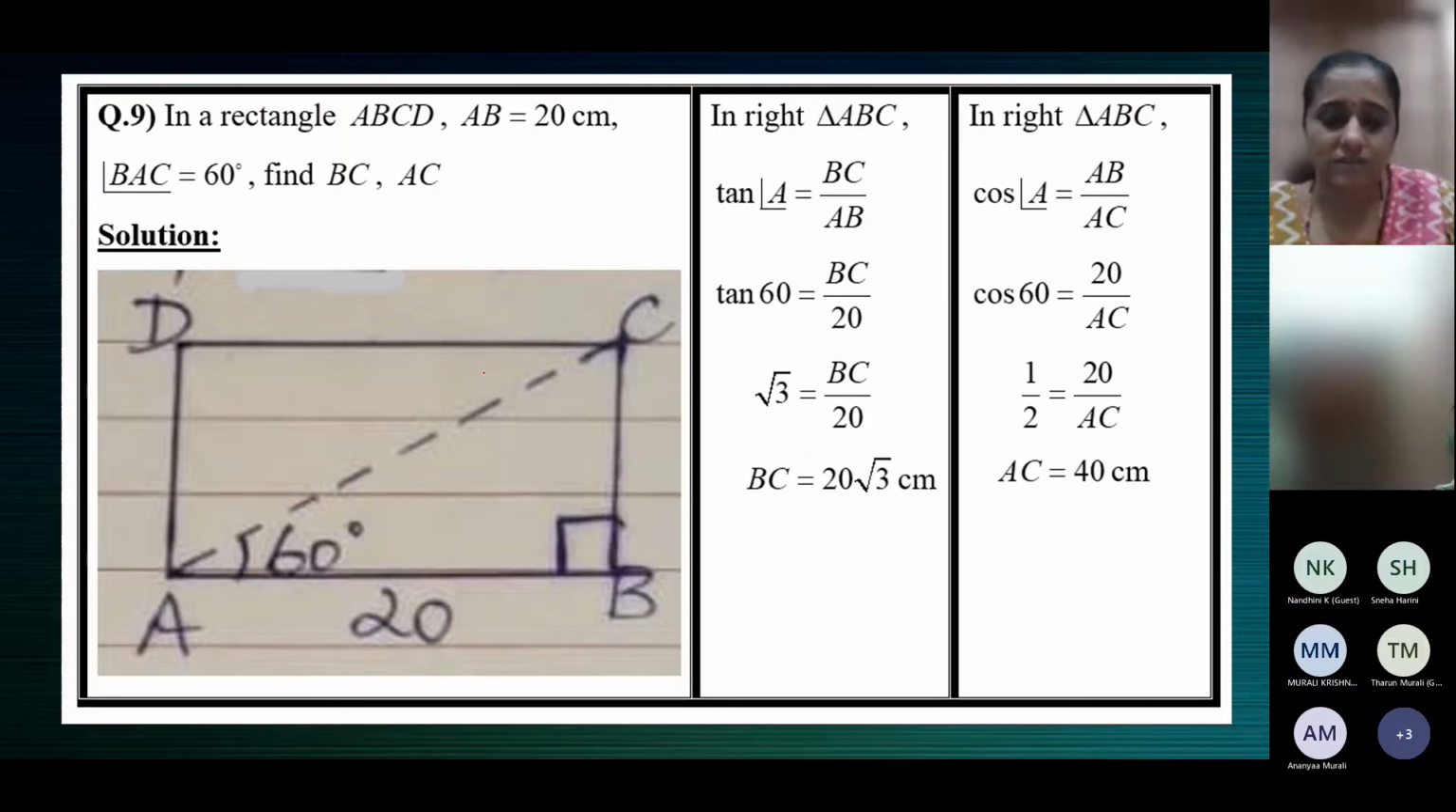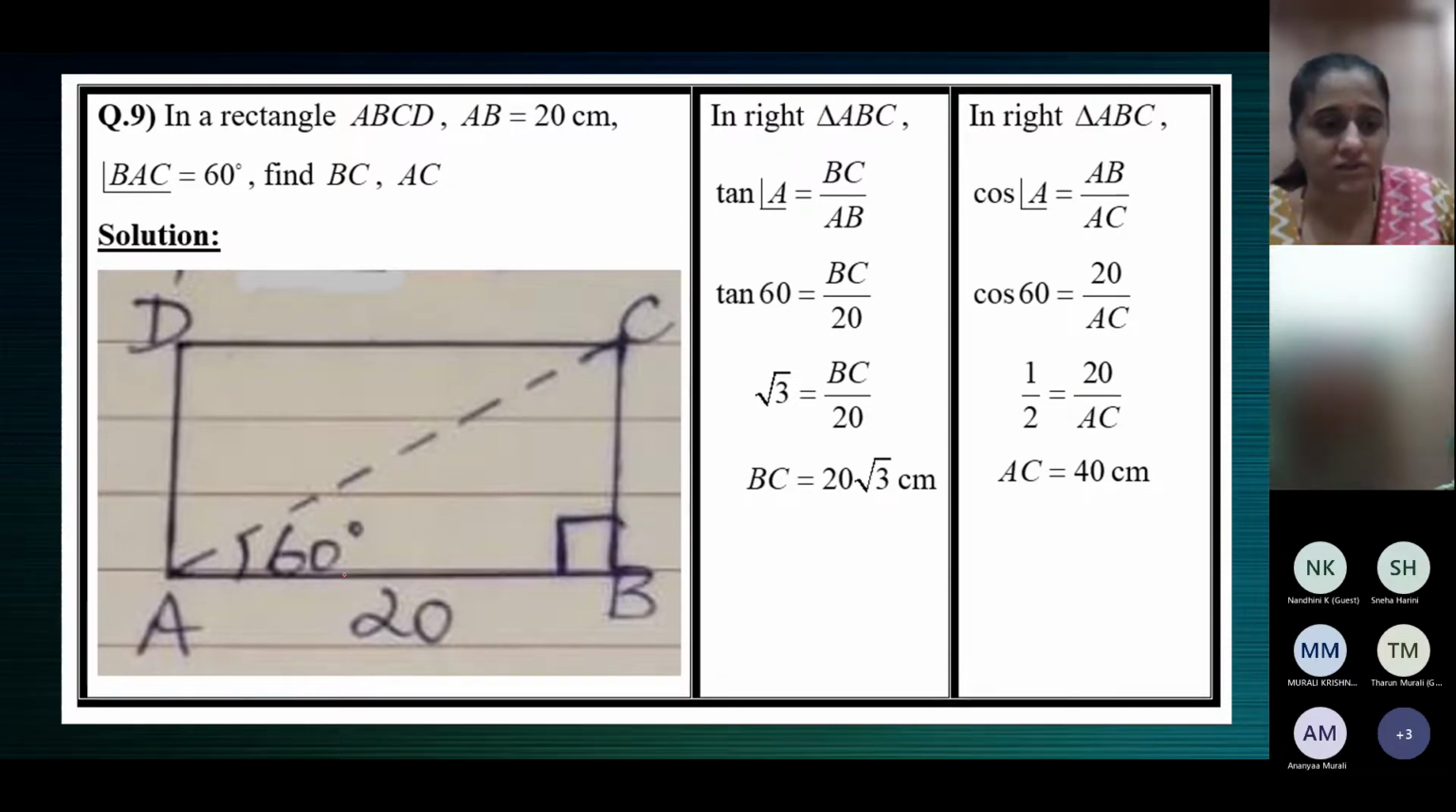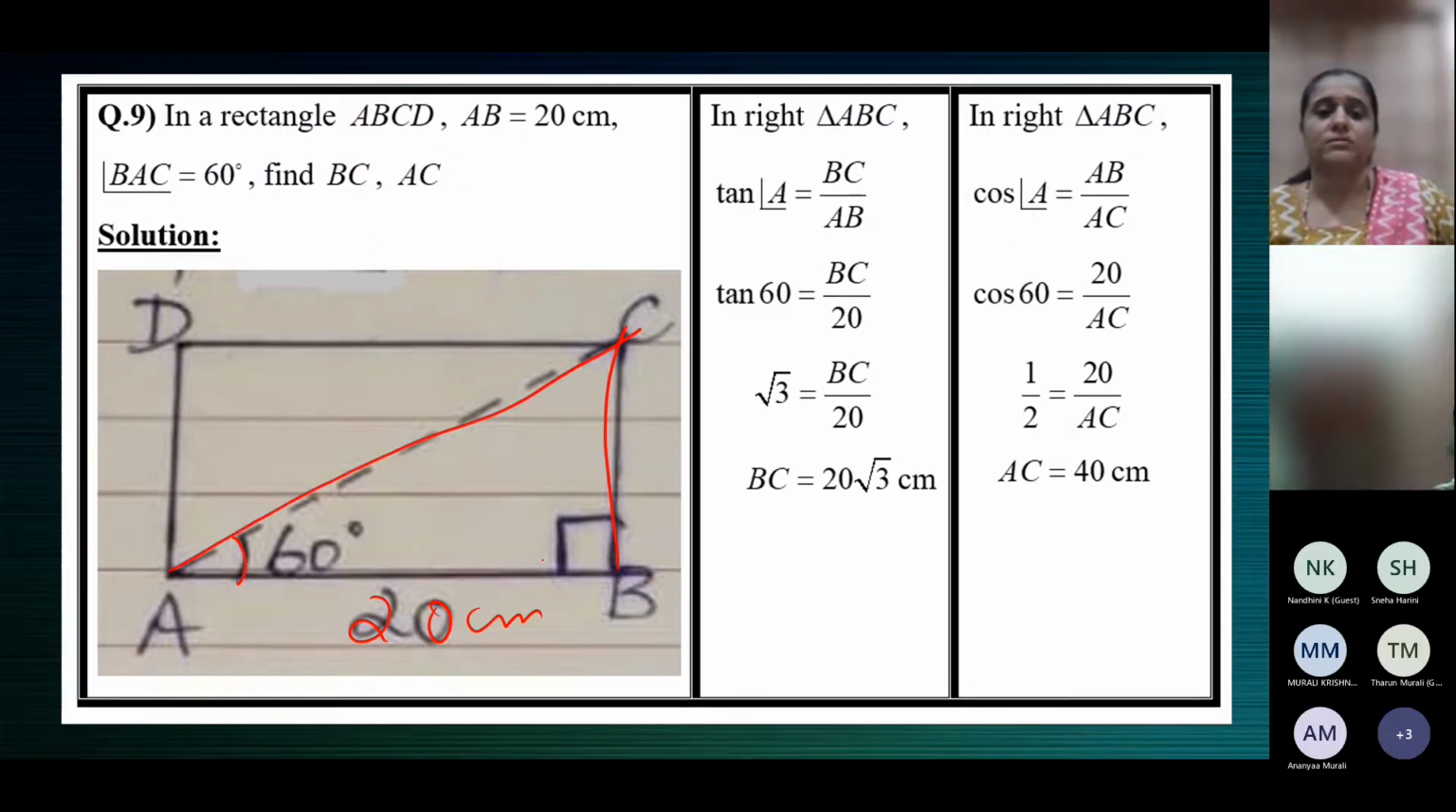So in a right triangle, when you're given some minimum information, that is one angle and one side, we know one angle, 60 degrees, and one side, 20 centimeters. So with the help of this given information and trigonometric ratios, you can find the length of BC and AC. So how to find BC? How do you know you should use tan of angle A? Why tan of angle A? Why not sine? Why not cos?